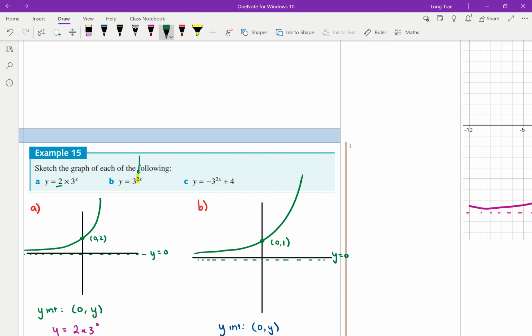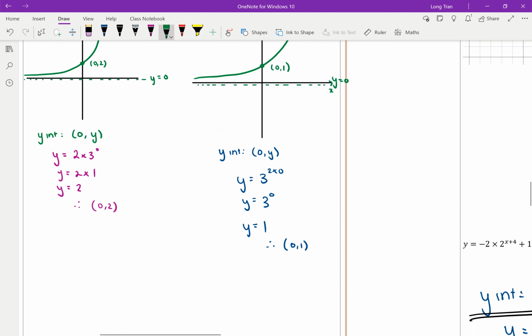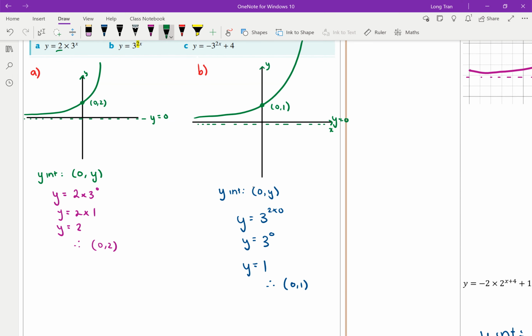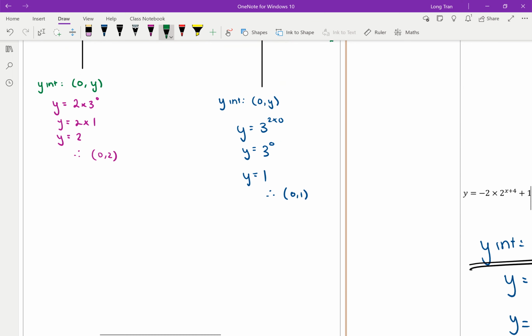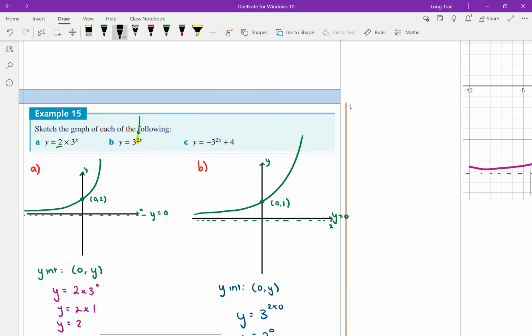Okay, so there we go. That's my graph there for part B. I'm going to label y and I'm going to label x there. And then I should do the same for this, y and x. And then doing C, let's have a look at example C. We've now got negative 3 to the power of 2x plus 4. So that plus 4 there tells me that I'm moving up by 4.